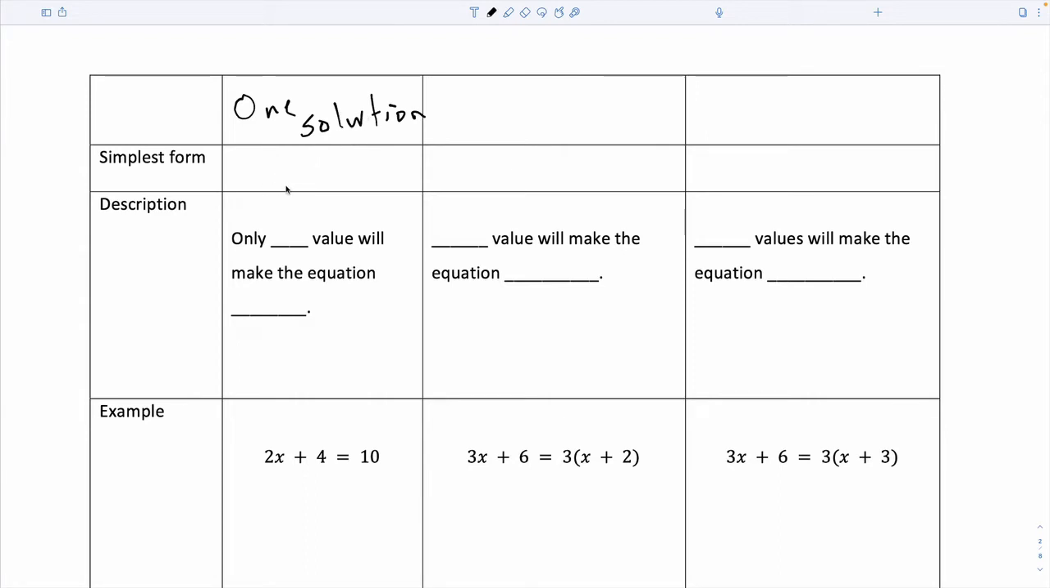And the simplest form with this one, algebraically, it just looks like this. X equals some number A. That's the algebraic form. You get x equals some number. Only one value will make the equation true. So you will put some number in for the equation and you'll make it true.